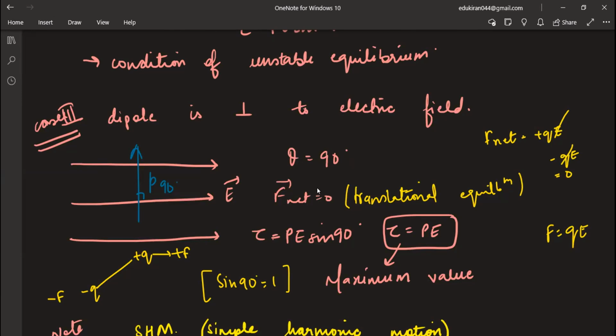That is, we are having translational equilibrium. But since we are not having the value of torque as 0, we'll get torque as PE. So that is giving us no rotational equilibrium. So this is not in a complete state of equilibrium.